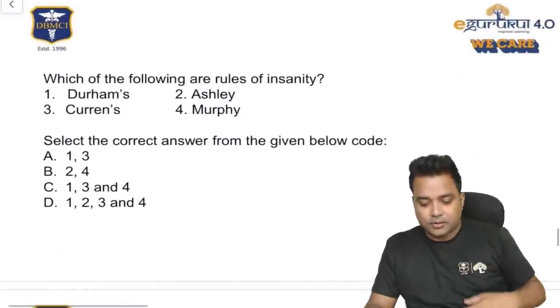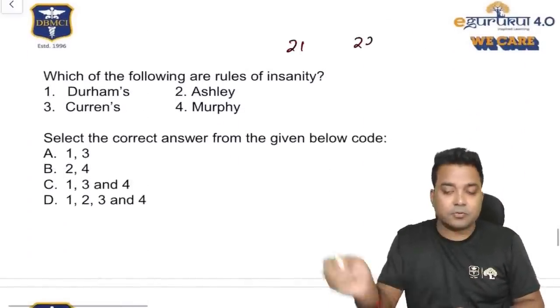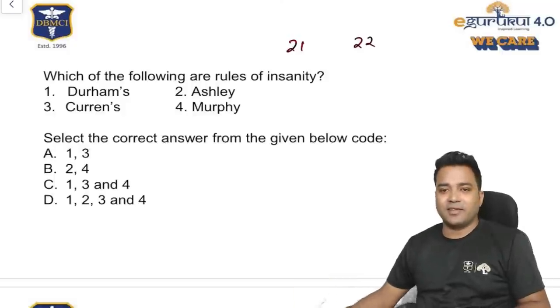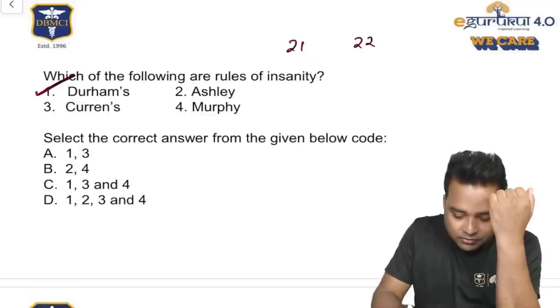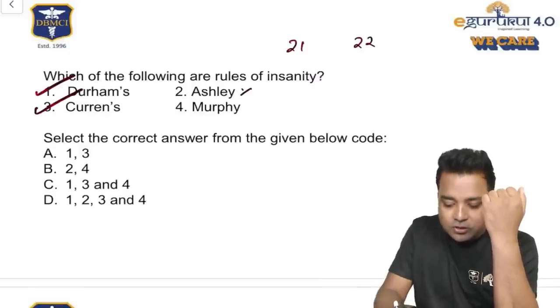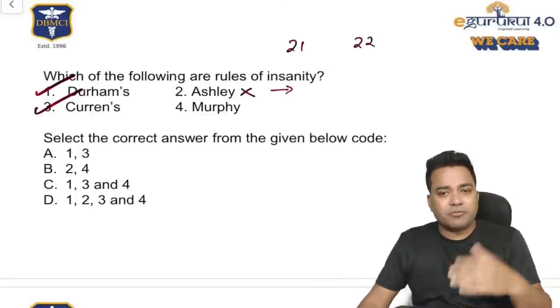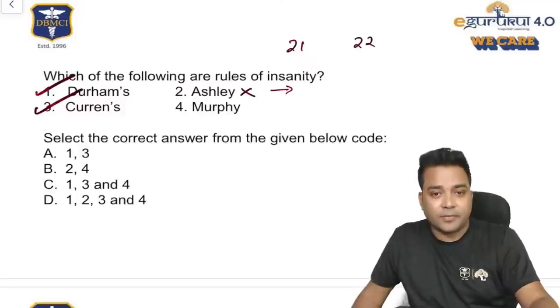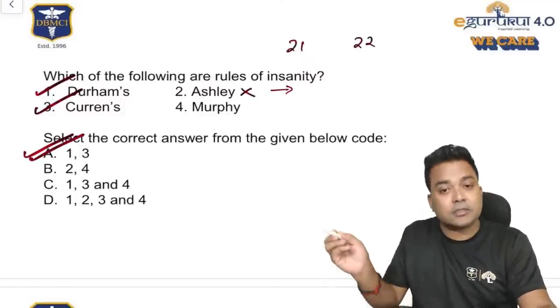Answer this one. This was asked in 2021, again in 2022. The repetition. So which of the following are rules of insanity? The correct answer goes with 1 and 3. Ashley's rule is used to determine sex of a person from the sternum bone. Murphy's rule is not related to our subject. So what is the correct answer from the given code? 1 and 3. A will be your correct answer.